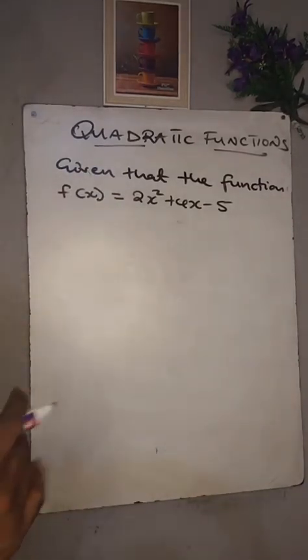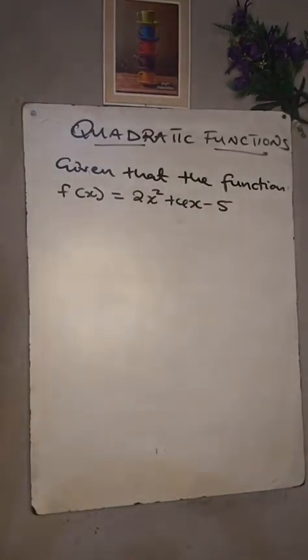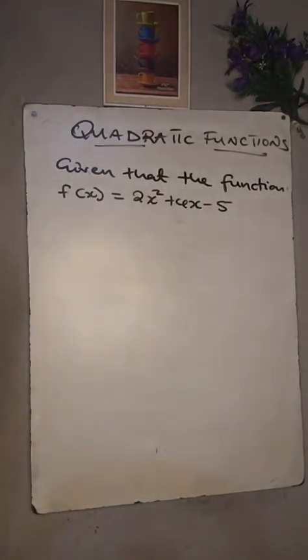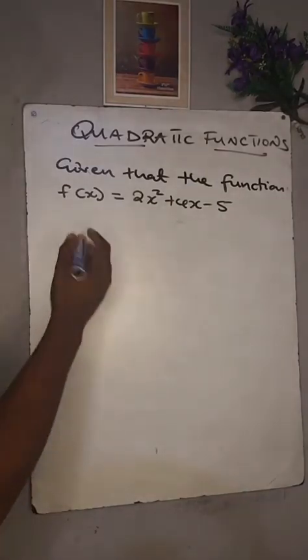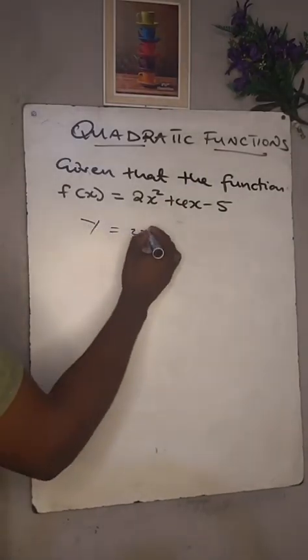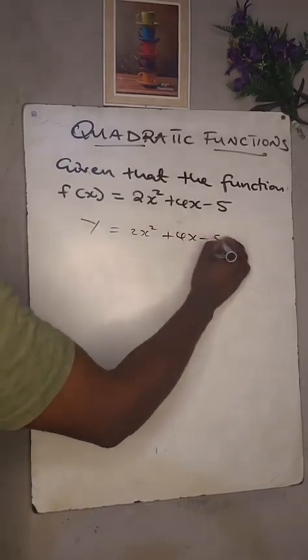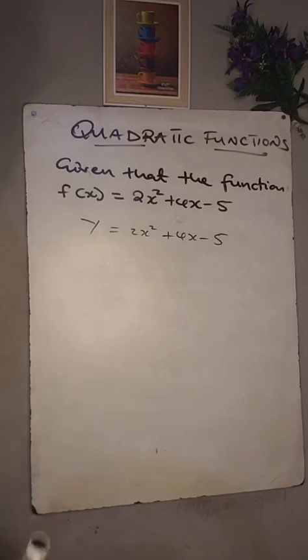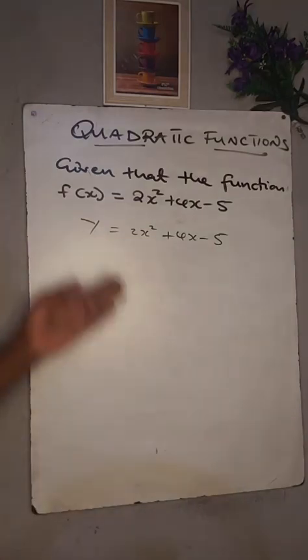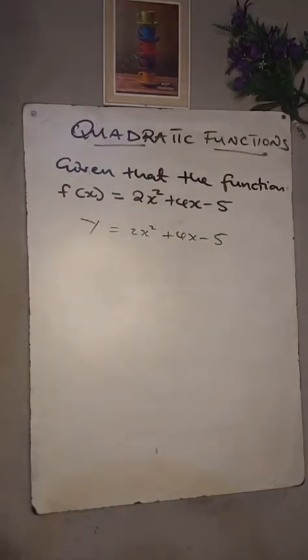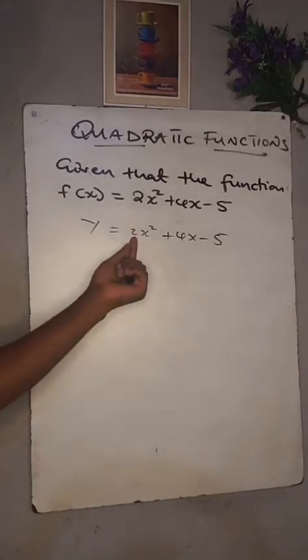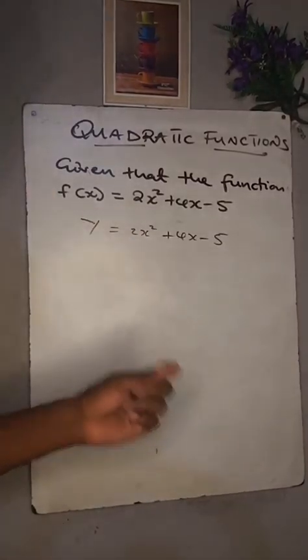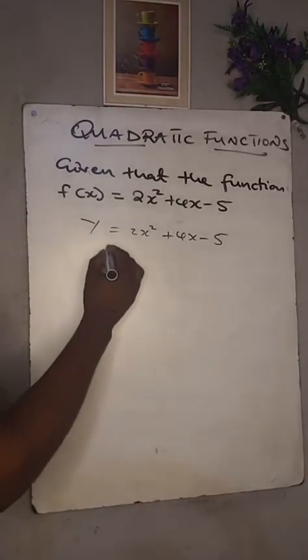So what I mean is this. For example, this function f of x is equal to 2x squared plus 4x minus 5. In other words, you can write y is equal to 2x squared plus 4x minus 5. This and that are one and the same. So now the first question is, does this function have a maximum value or minimum value? Because our coefficient of x squared is positive, hence we're going to have a minimum value.